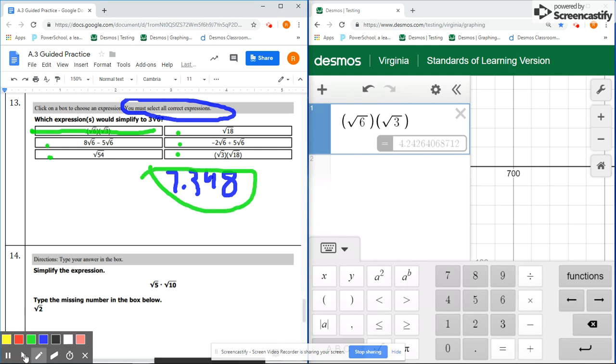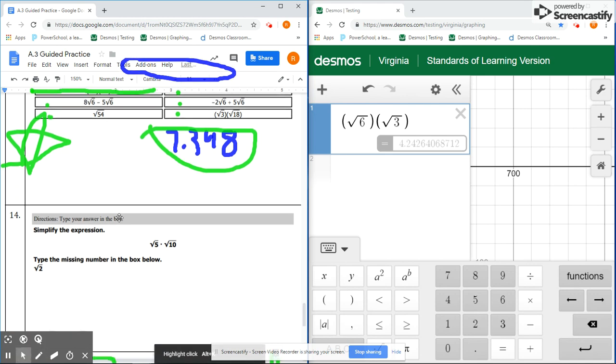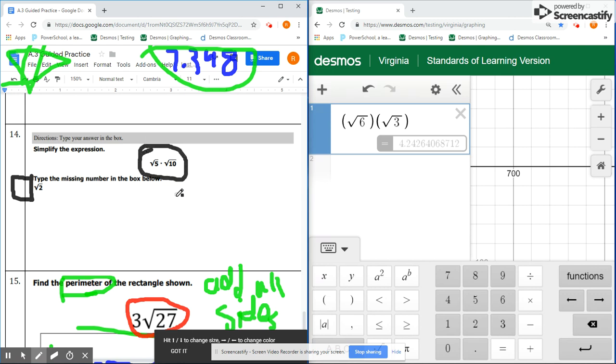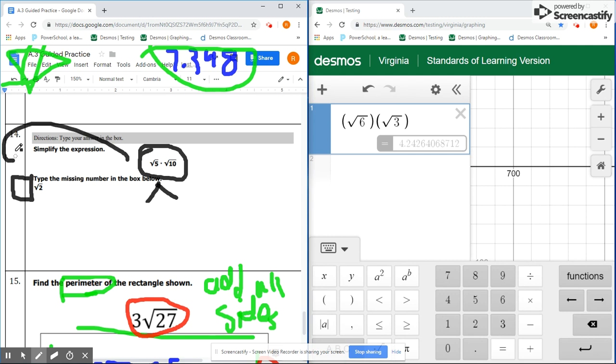Okay, so you need to finish this one, finish 13. And then number 14, simplify the expression. You have square root 5 times square root 10. Type the mixed number in the box below. There's supposed to be a box here. Okay, so it's going to be a number that's out front. So what you need to do is you need to simplify that. Break down 5 and 10 and look for your groups of 2. All right, and remember your groups of 2 come out here on the outside. That's what's going to go in this box here.